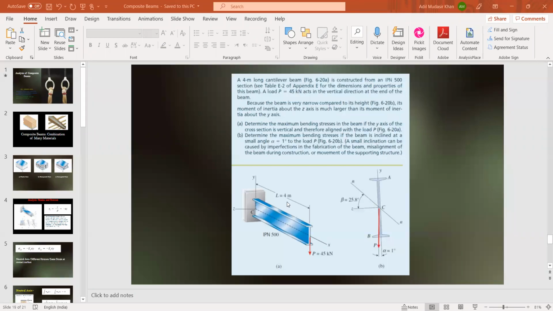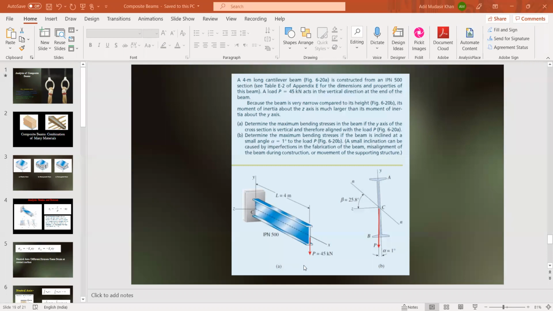This beam, of span 4 meters, made of IPN 500 section, is subject to a 45 kilonewton concentrated load at its free end in the vertical direction, along the negative y direction. Because the beam is very narrow compared to its height, its moment of inertia about the z-axis is much larger than its moment of inertia about the y-axis.